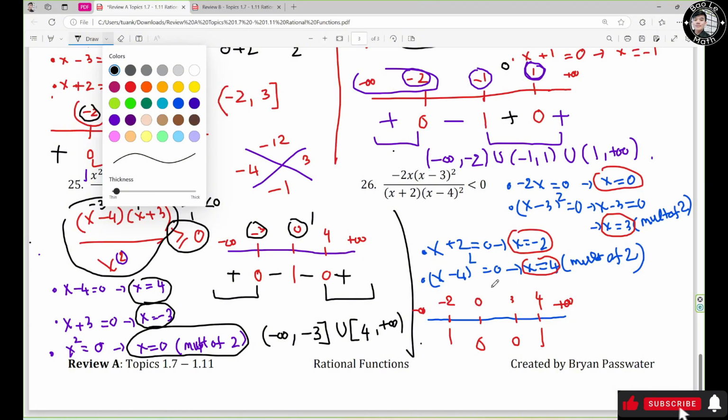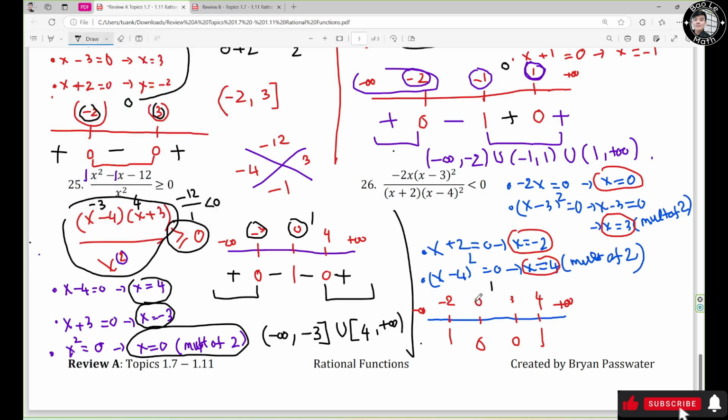Now I'm going to pick 1 within the interval 0, 3 right here, and substitute. So I have 1 times negative 2, which is negative 2. 1 minus 3 is negative 2, squared is 4. 1 plus 2 is 3. 1 minus 4 is negative 3, squared is 9. So the whole thing right here should be negative, because negative times 4, positive times 9. So within this interval, I put the negative sign.